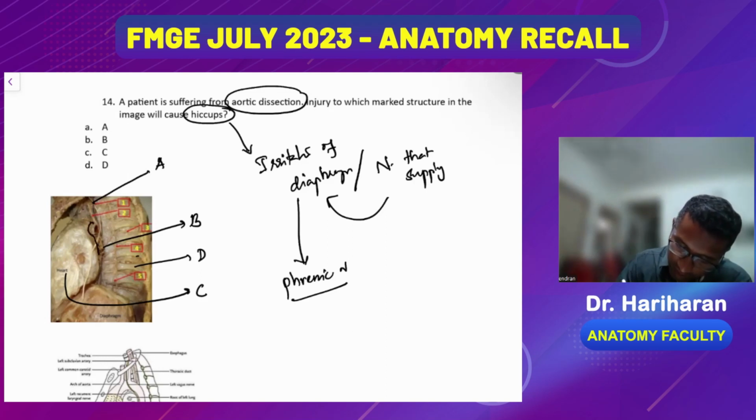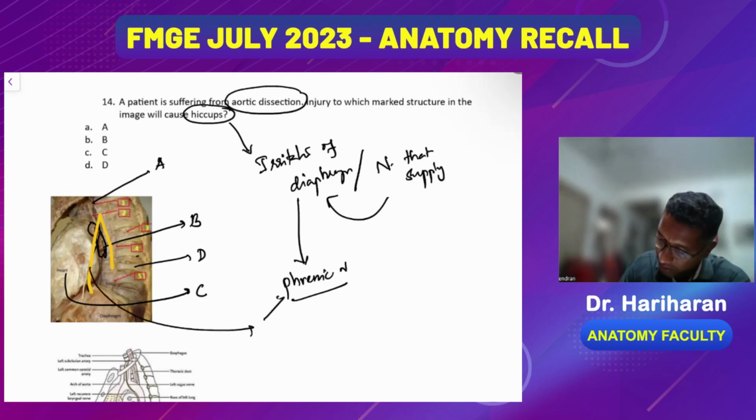If you see the mediastinum of the lungs, you have a structure called the hilum of the lung. There is a nerve which runs in front of the hilum, and a nerve which runs behind the hilum. The nerve which runs in front of the hilum is very close to the arch of the aorta, and it is nothing but the phrenic nerve. The nerve which runs behind the hilum is the vagus nerve.